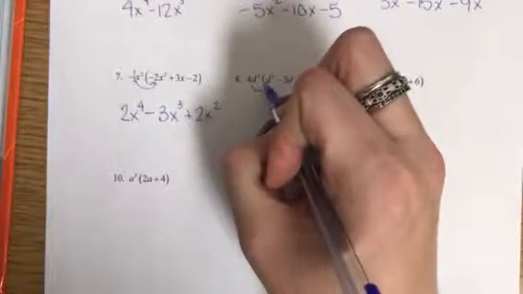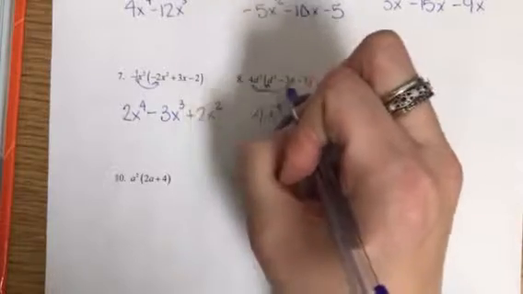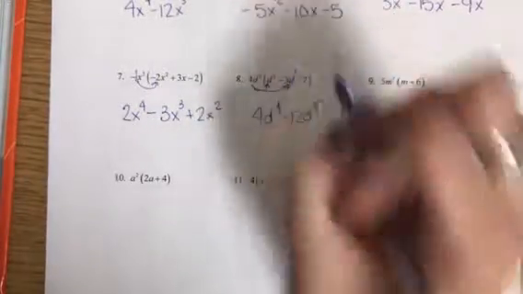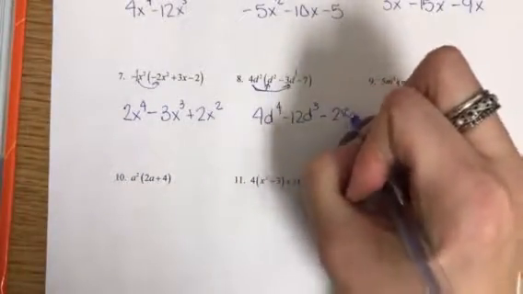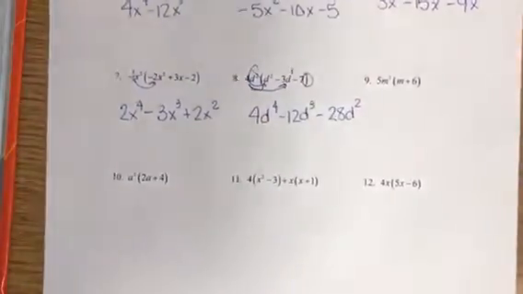Number 8. Okay, we'll multiply there, we'll add, so we'll get 4d to the 4th minus 12d to the 3rd. Again, there's an exponent of 1 there. Minus 28d squared. Again, no variable to combine it with over here, but it's still included.